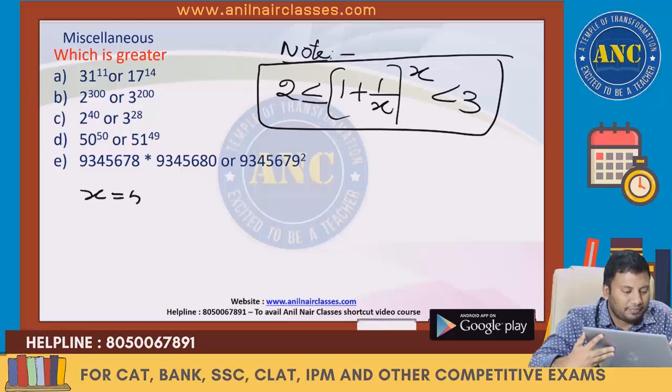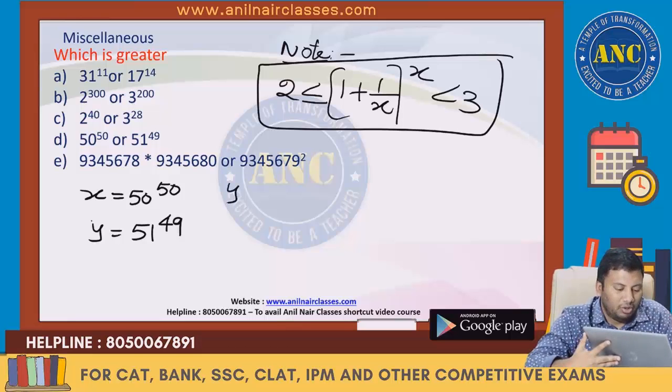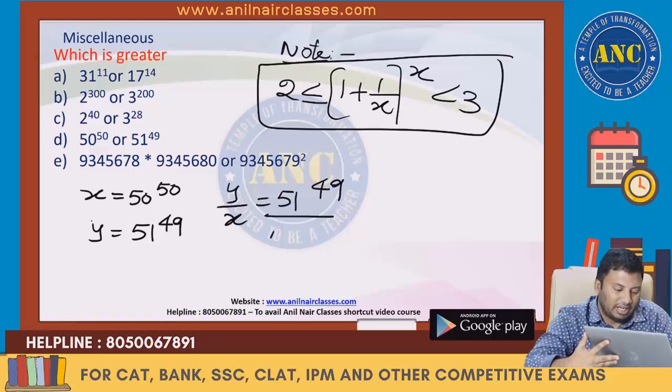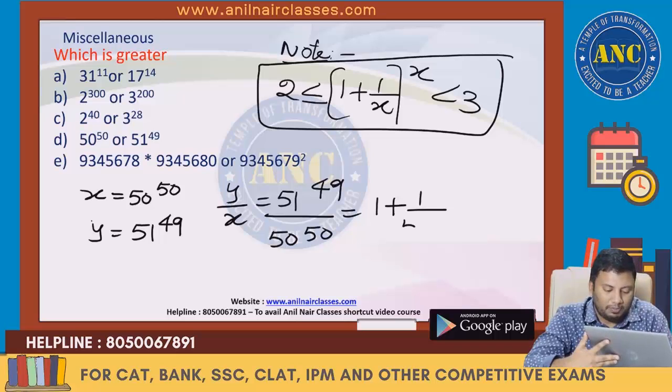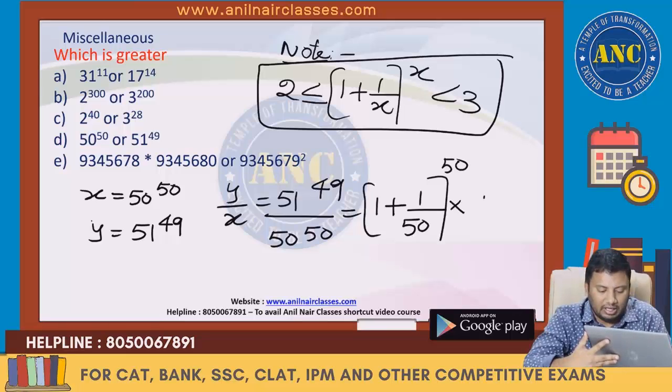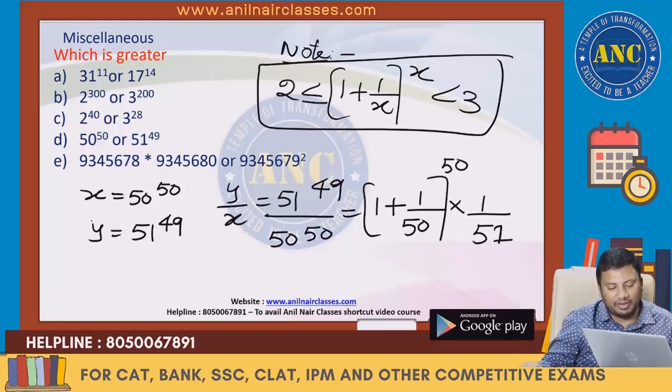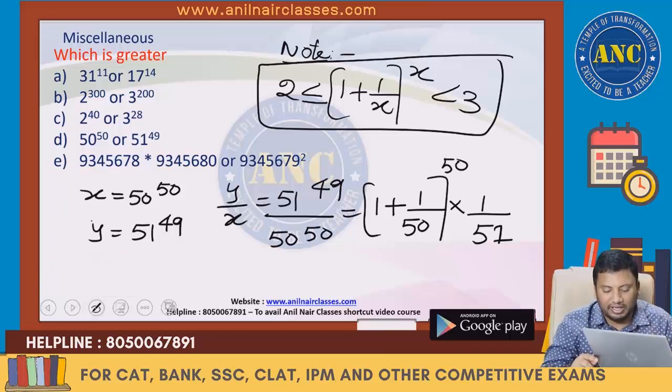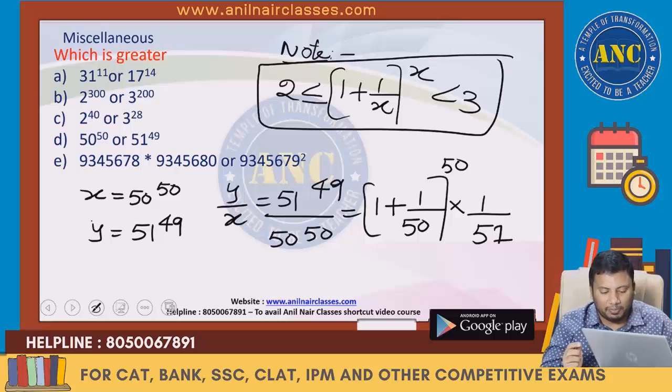If X is 50 power 50, Y is 51 power 49. Let me find Y by X, which is 51 power 49 divided by 50 power 50, which is (1 plus 1 by 50) power 50 into 1 by 51. Can I write like this? 51 power 49 becomes 51 power 50 divided by 51.